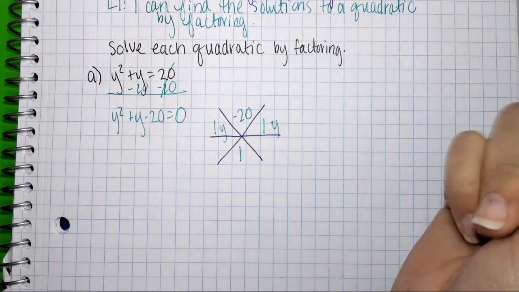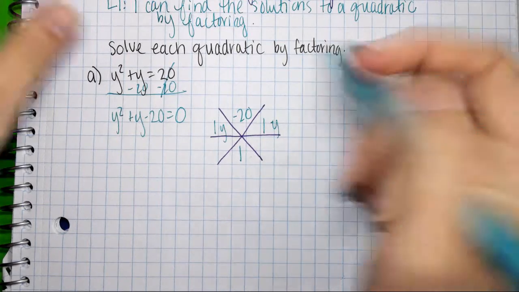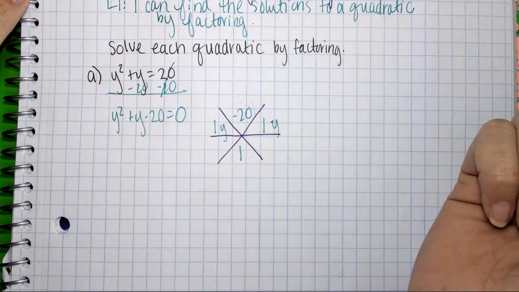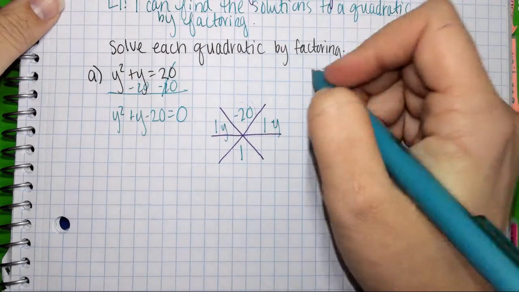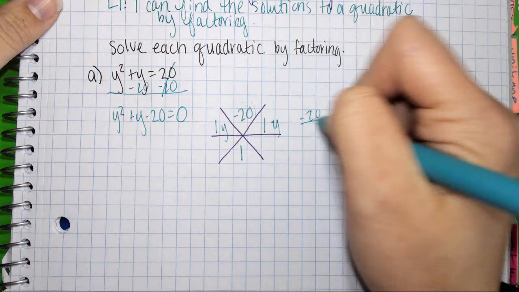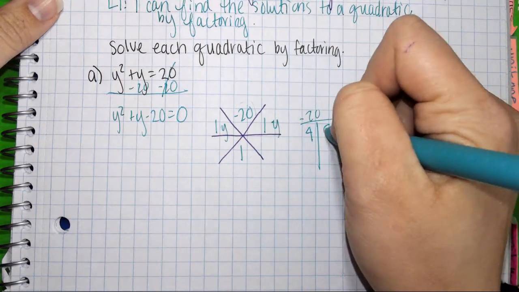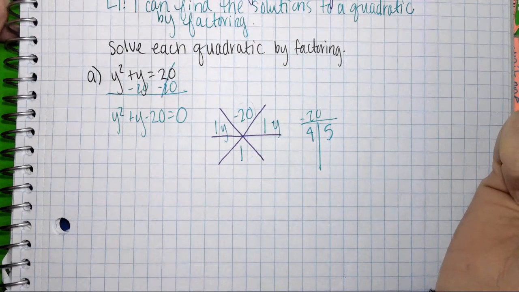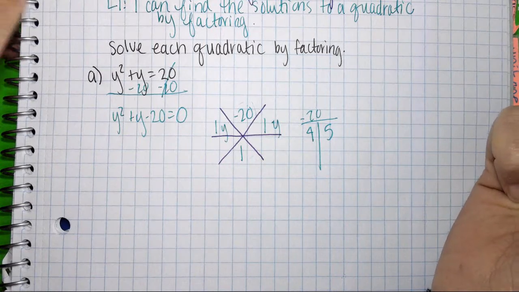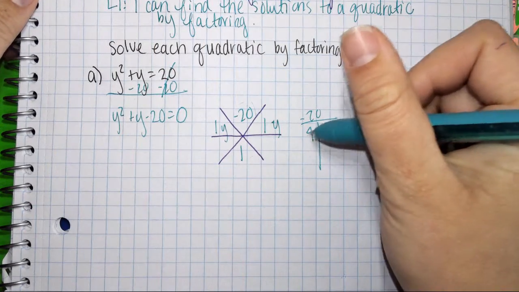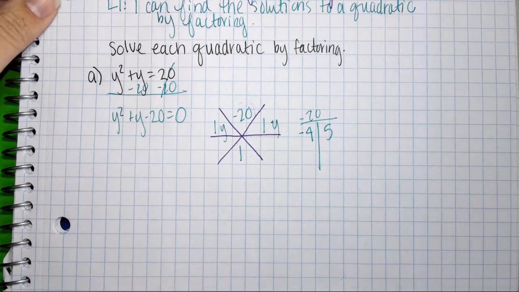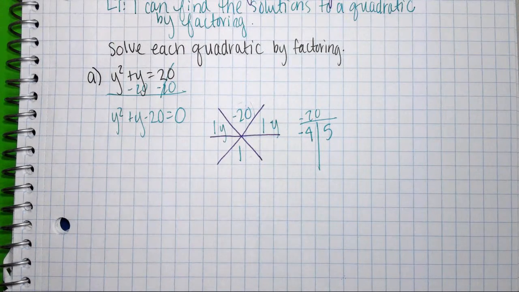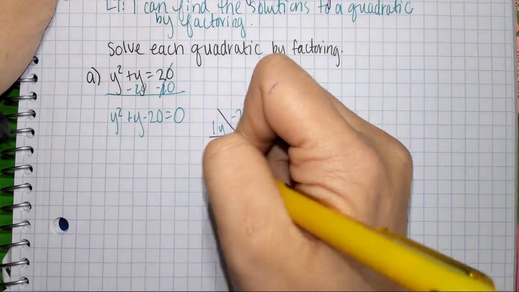Alright, what two numbers multiply to give us negative 20, but add to give us 1? 4 and 5. But if we use 4 and 5, and we need negative 20 and positive 1, which one's going to be positive and which one's going to be negative? If we let 5 be negative, what's negative 5 plus 4? 4 is going to be negative. Why is 4 negative? Because you need to get positive 1.